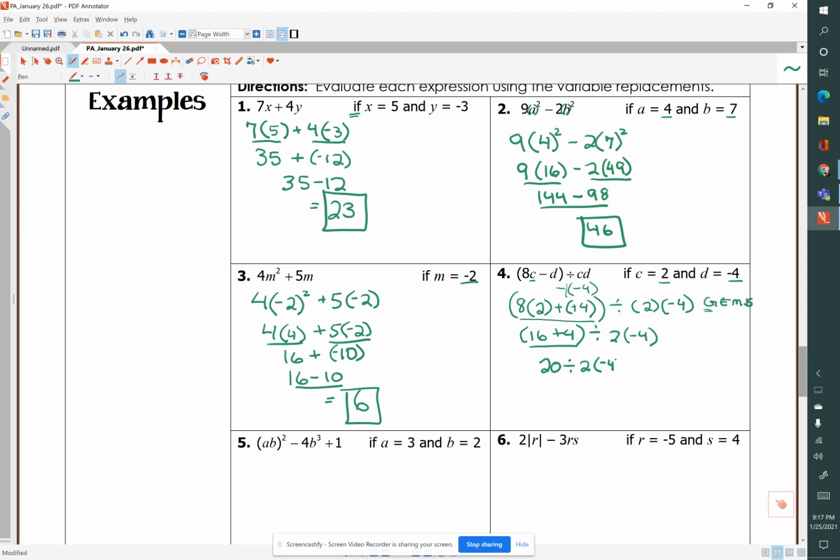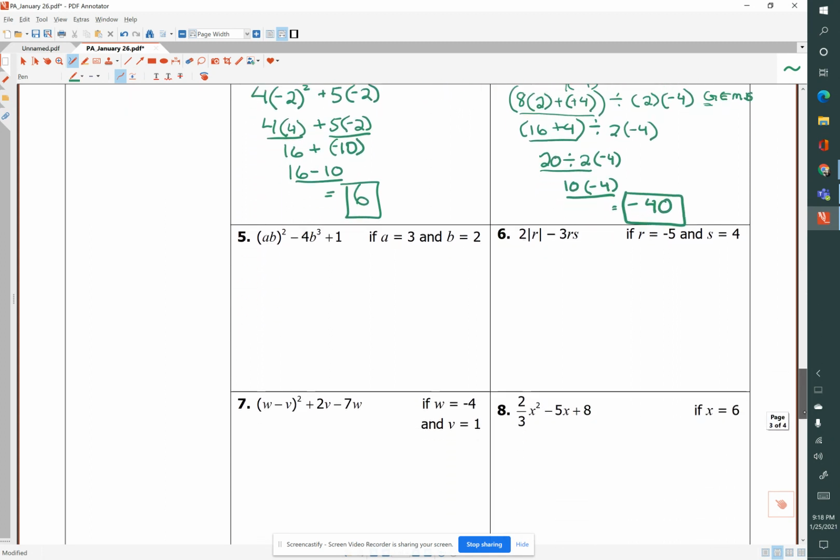Now we'll do 20 divided by 2 because multiplication and division are worked from left to right. It doesn't matter if the division is first or if the multiplication is first. So we'll have 10 times -4, and 10 times -4 is -40. So there were some tricky things going on in that one.